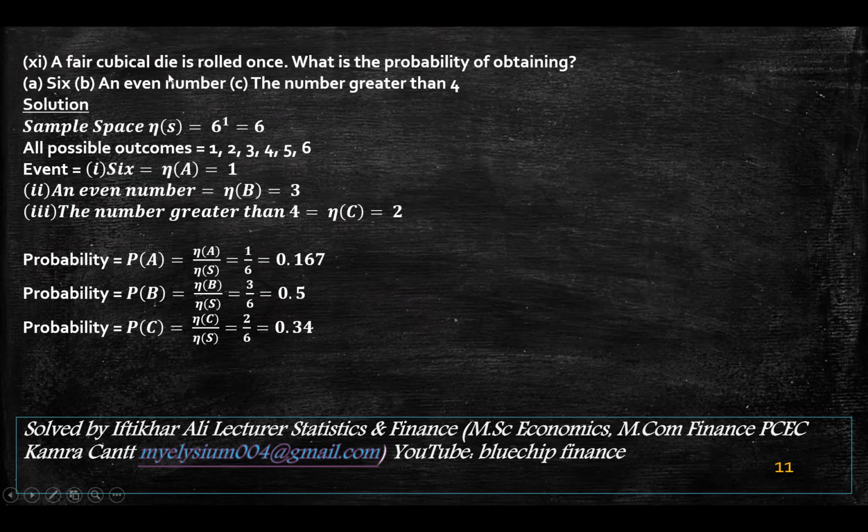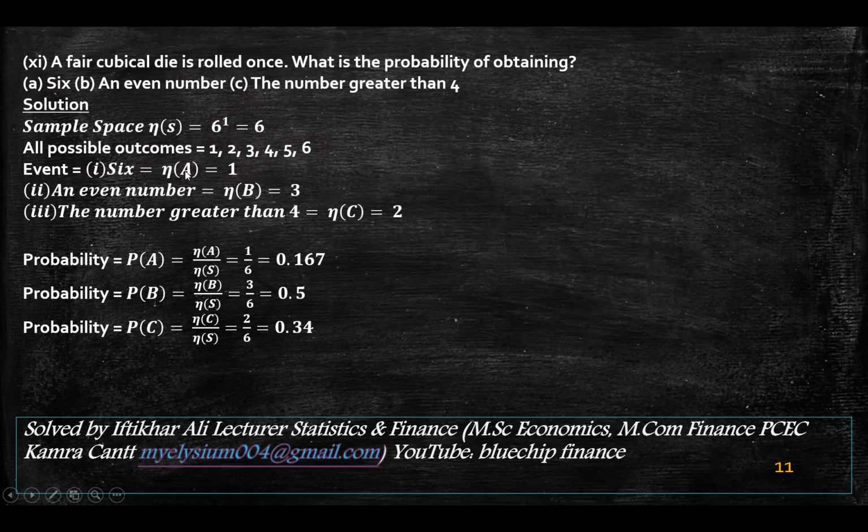Question number 11: a fair cubical die is rolled once. What is the probability of obtaining 6, an even number, a number greater than 4? First of all, sample space, aspects raised to the power count. There are 6 aspects of a die, 1 2 3 4 5 6, and there is only one die, so 6 raised to power 1 equals 6, and all possible outcomes are 1 2 3 4 5 6. Now what are the questions? Number 1, 6 appeared only one time, so the event 6 is 1.